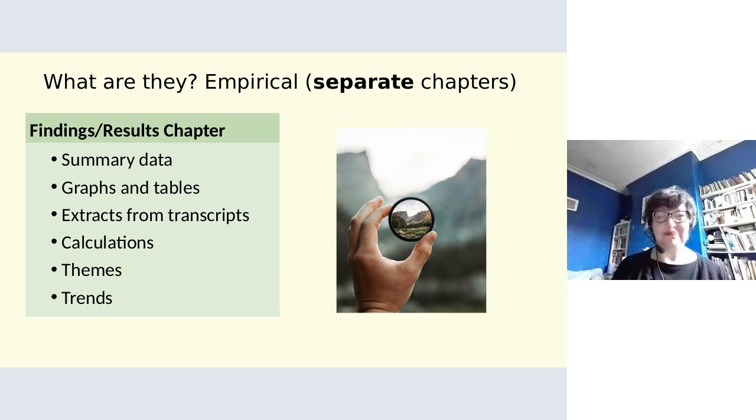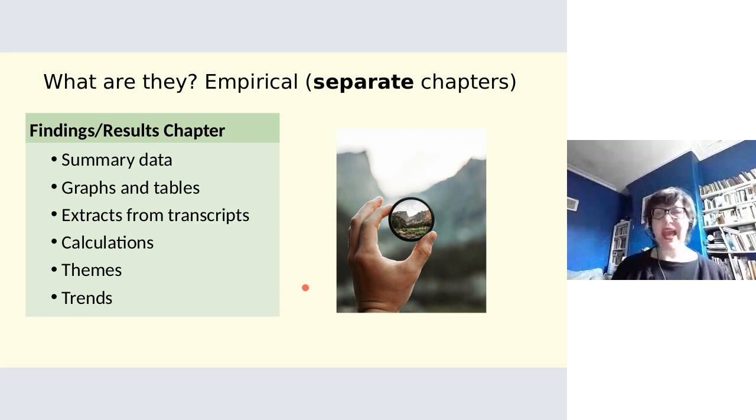Okay, so those of you who are writing separate chapters, as I said earlier, you need to make sure that you really keep them very clearly distinct. So, doing different things. Each chapter has got its own job to do. And it is quite difficult sometimes to really stick to those specific jobs. So, your findings or your results chapter should really include what we would call summary data.